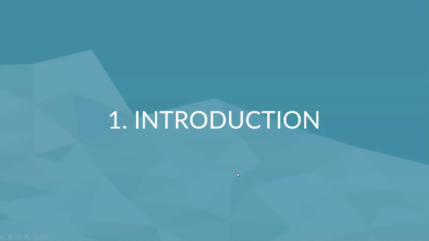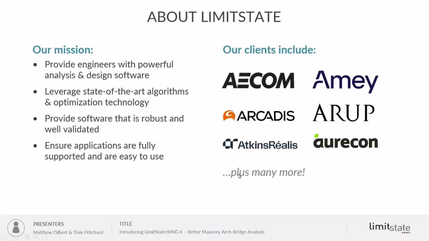So first of all, a few words of introduction, firstly about LimitState, who we are and what we do. We've been around since 2006, and our mission is to provide engineers with easy-to-use software that principally uses state-of-the-art optimization technology to provide solutions. And we have many hundreds of organizations using our software in more than 30 countries worldwide.